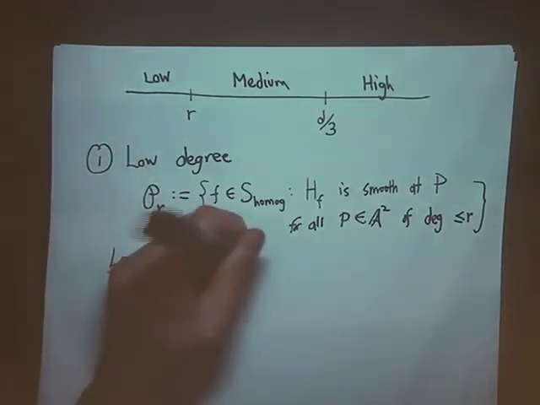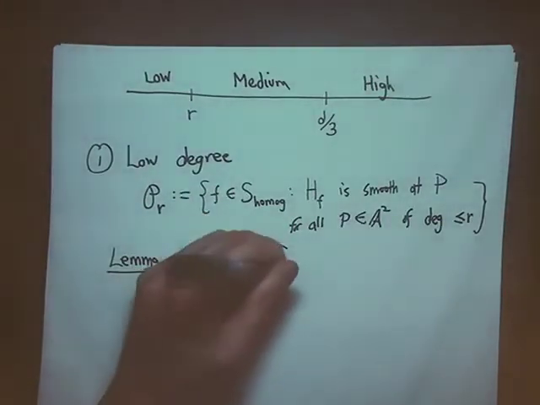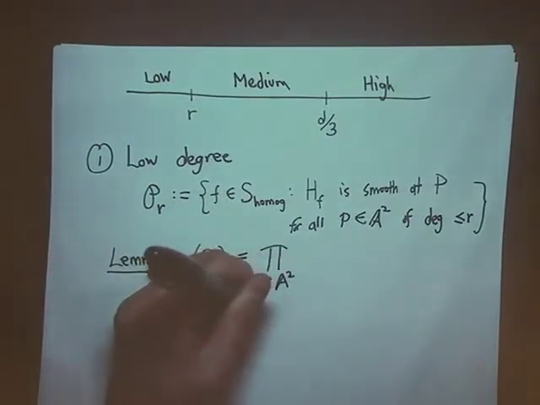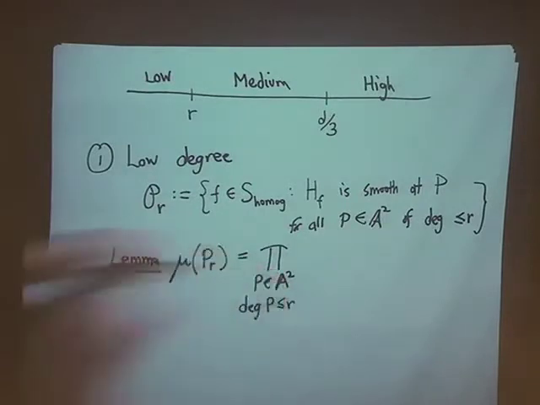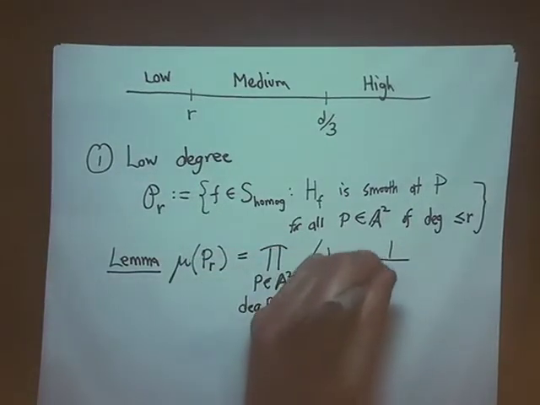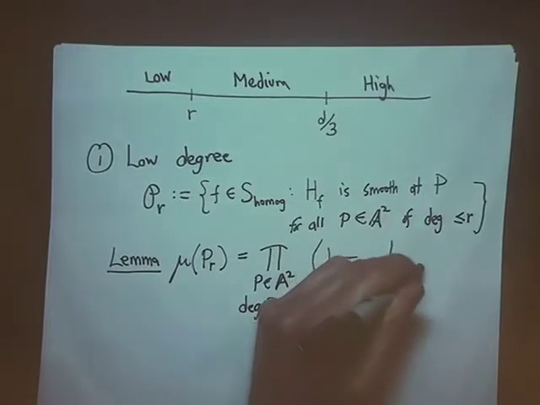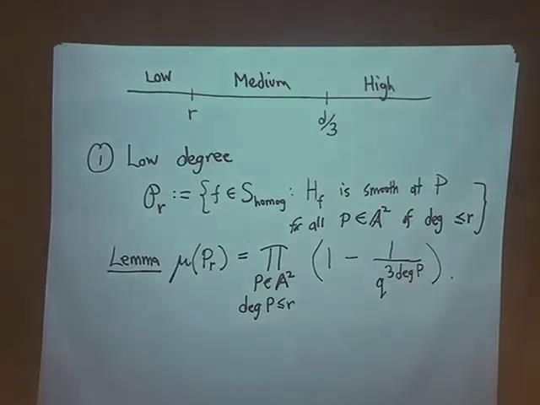Well, the claim is that you can easily guess what it's going to be just by the same heuristic here. It should just be the product of these numbers for these finitely many closed points of degree up to R. So that should be the product of 1 minus 1 over q to the degree of P. Okay, so how do you prove that?